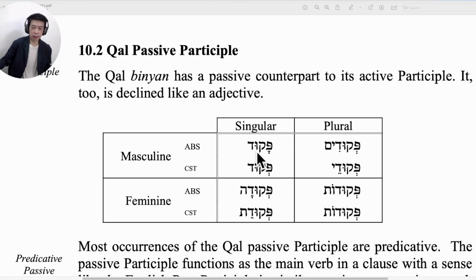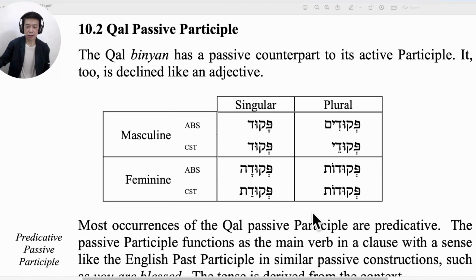pakud. For the construct form, it's pekud. For the feminine singular form, absolute form, it's pekuda. For the construct form, it's pekudot. Notice that the hey has transformed into a tav in the construct form. So for the plural masculine absolute form, it's pekudim. And in the plural construct form for masculine, the mem is dropped. So for the feminine absolute plural, it's pekudot. Similarly, it's also the same in the plural construct form for feminine.